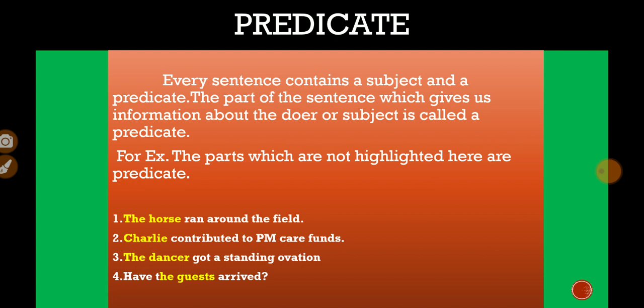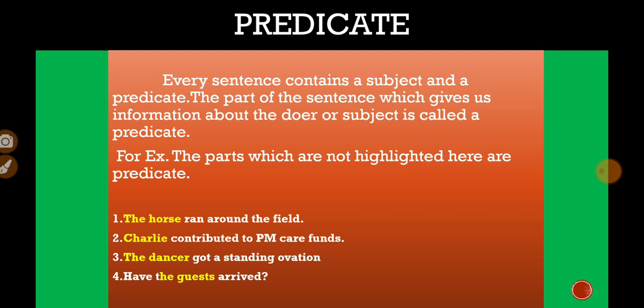Let me come to the next one. The dancer got a standing ovation. What did the dancer get? Got a standing ovation. So it is quite easy here. By asking a question beginning with what, you can easily find out the predicate.